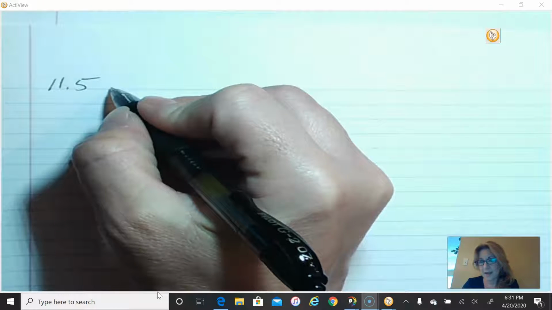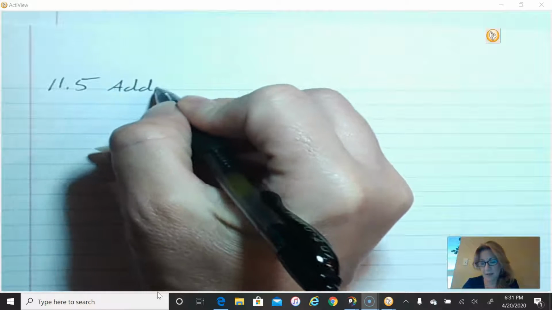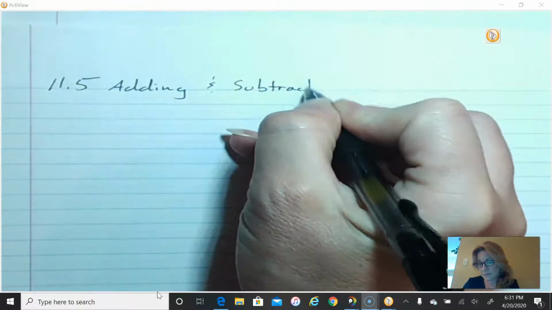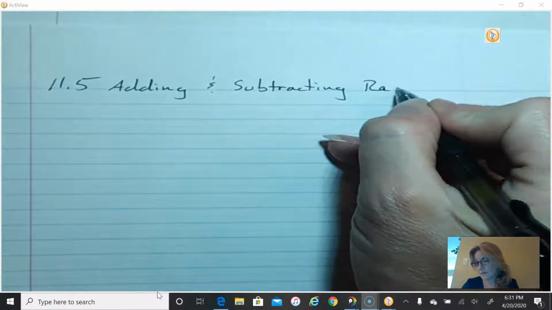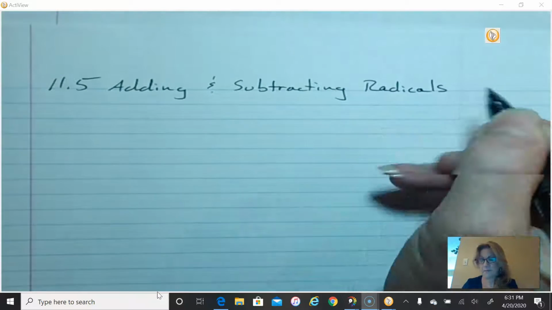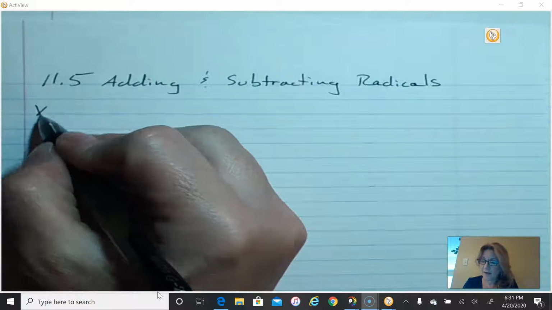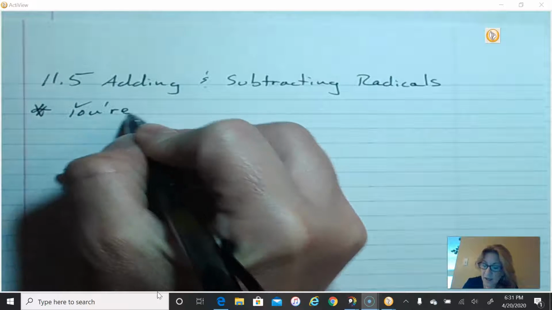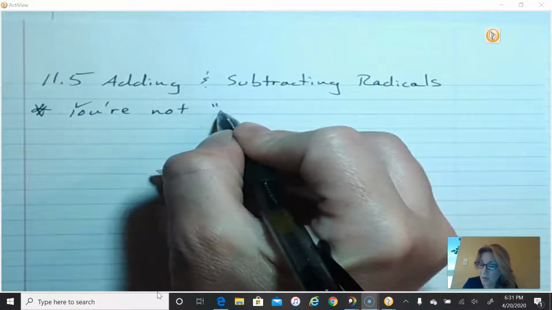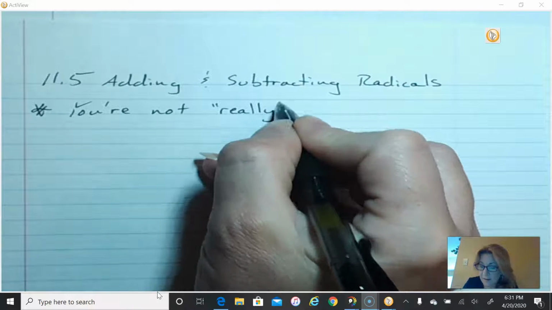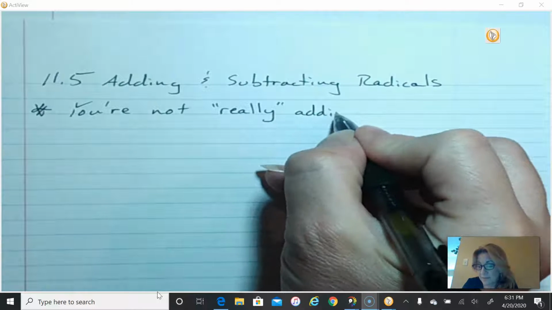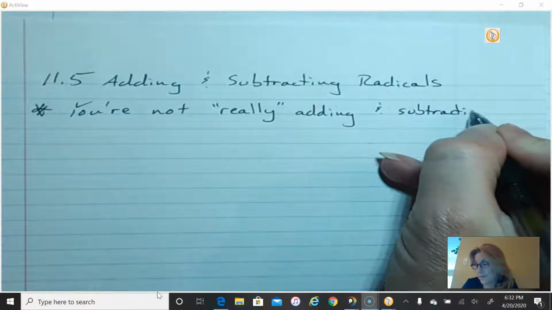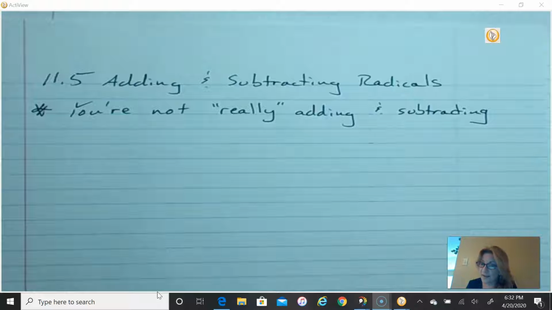11.5. Today we are adding and subtracting radicals. All right, adding and subtracting radicals. You're not really adding and subtracting.